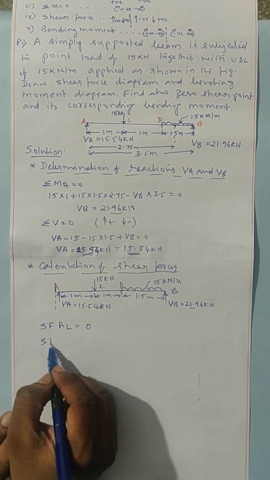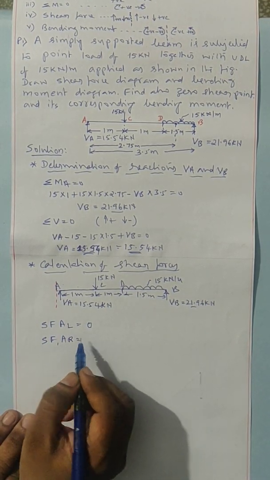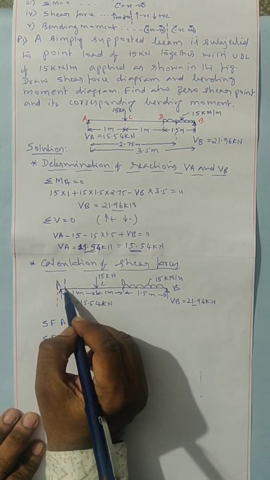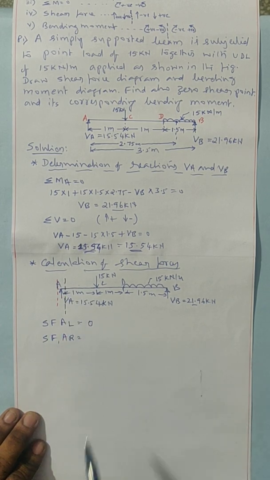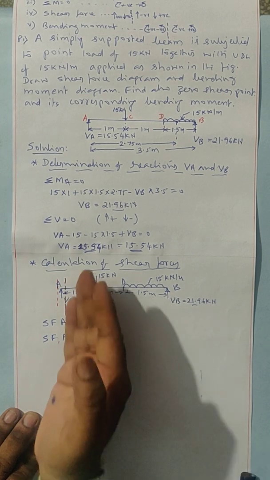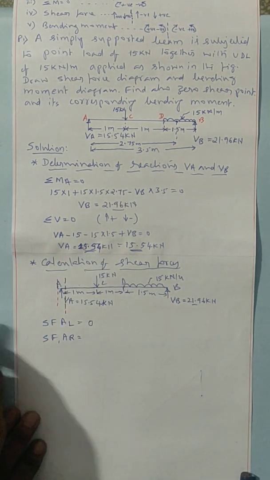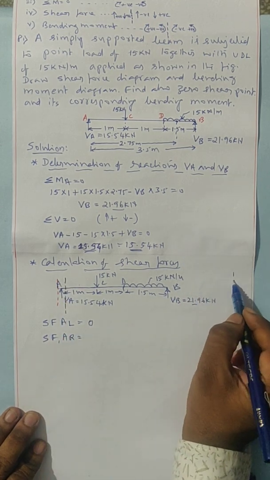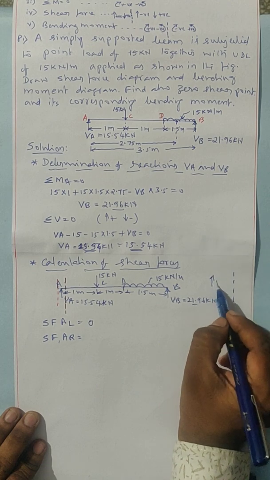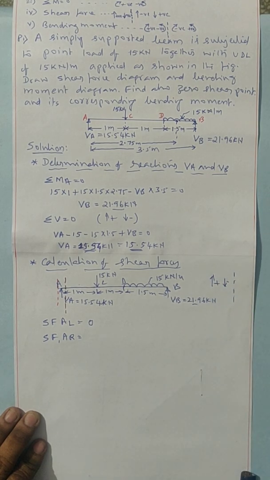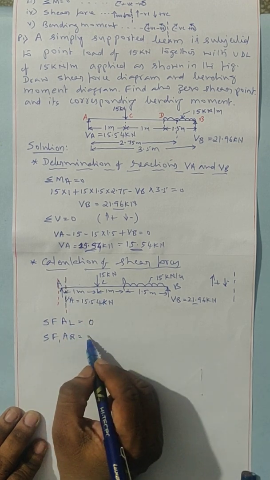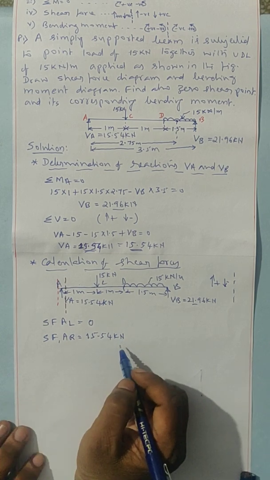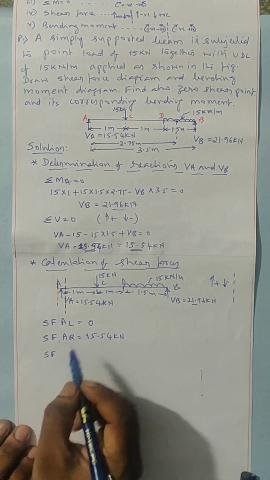Now, shear force A right I am calculating. A right means just right of A. I am taking all the forces left of that section line. To the left of this section line there is only one upward force, VA. Therefore, to the left of the section, the sign convention is upward forces are positive, downward forces are negative. Upward is VA, therefore it is positive 15.54 kilonewton.